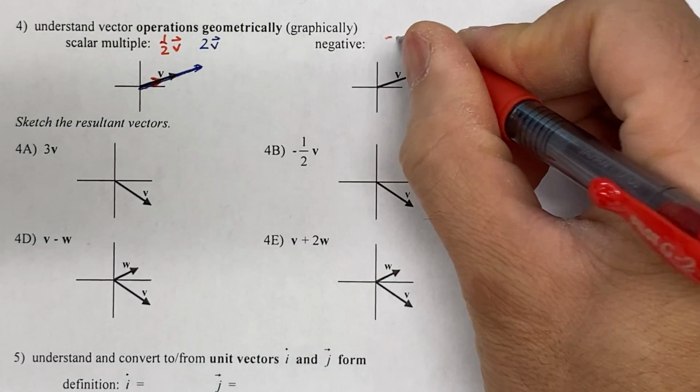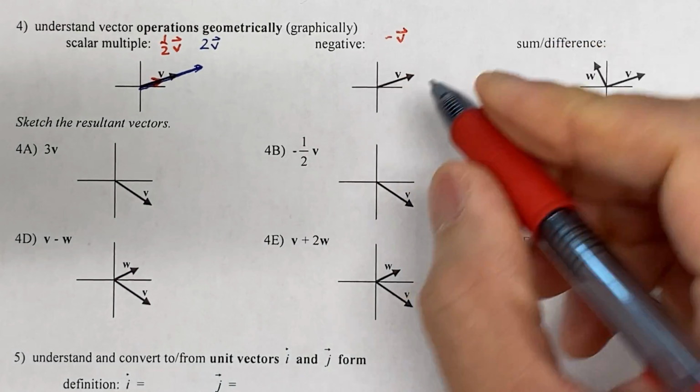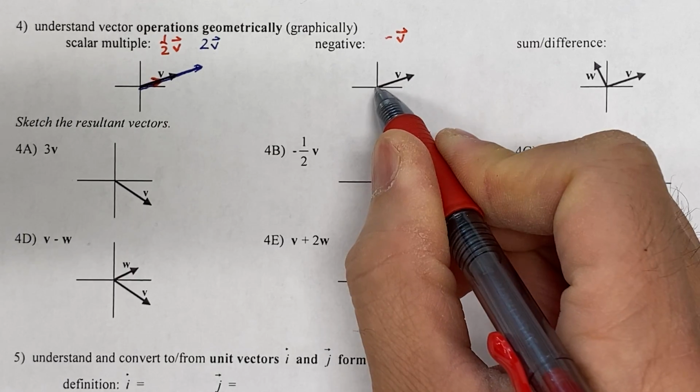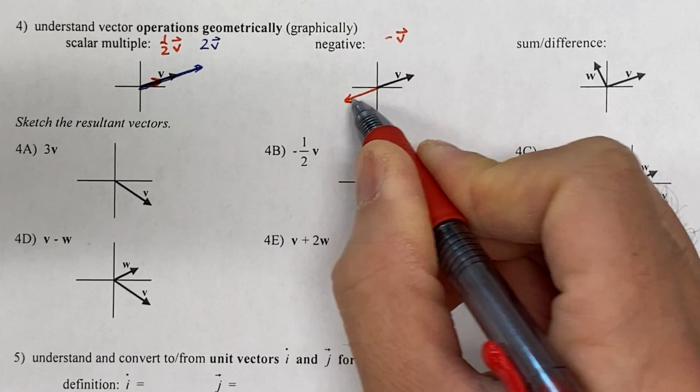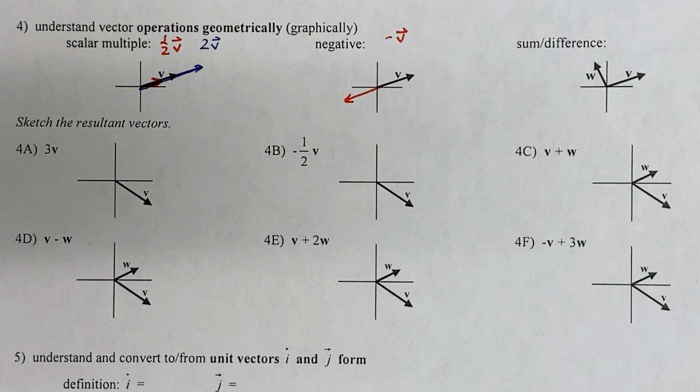If I had negative vector v here, that just means instead of going in this direction, I'm going to duplicate it, but going in the opposite direction. So there is a sketch of negative vector v. And the sum and difference basically means if I want to combine the two.